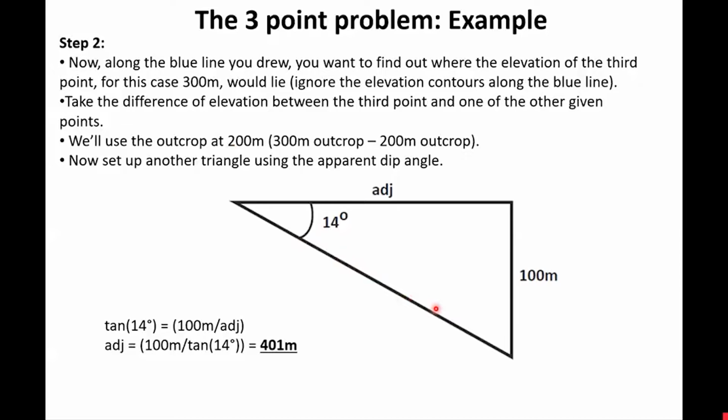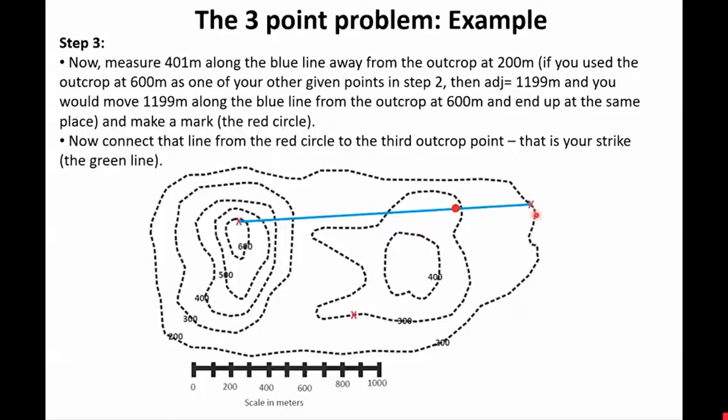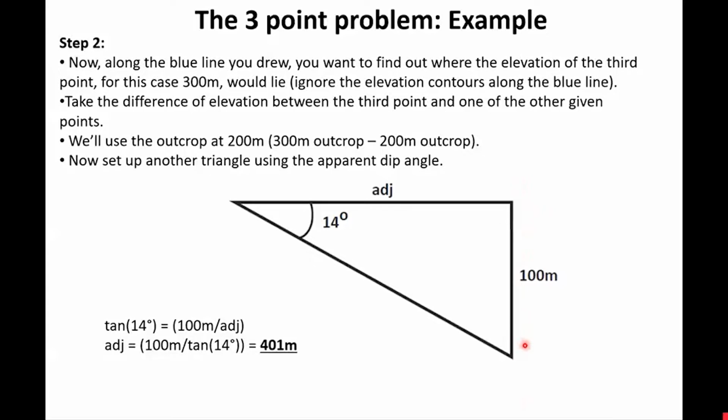So we take the difference in the elevation. If we work at the bottom side, so we work from here to here, it's 100 meters drop. We're following the same apparent dip that we calculated because we're staying on that blue line. So now we need to figure out the horizontal distance on our map. So again, tan the angle, opposite over adjacent, work that out, and we get 401 meters.